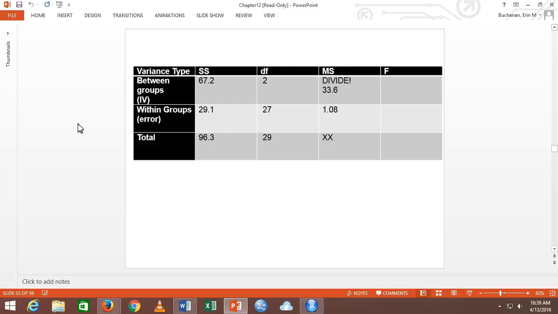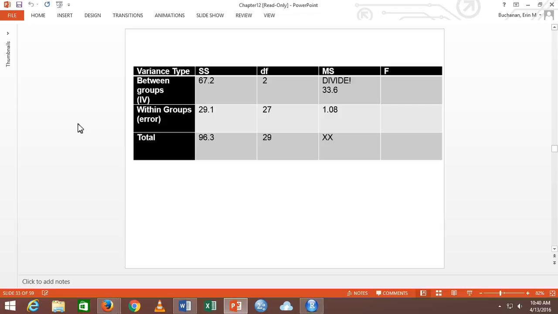67.2 divided by 2 is 33. That 67 is based on degrees of freedom of 2, or 3 groups, if you will. I still have to divide to make this variance. So I'm taking out the fact that there are 3 groups, and there might be 5 groups, and then degrees of freedom would be 4. Now for within groups, that's a lot of people. So we're dividing by the number of people, or the degrees of freedom for people, and we got 1.08.